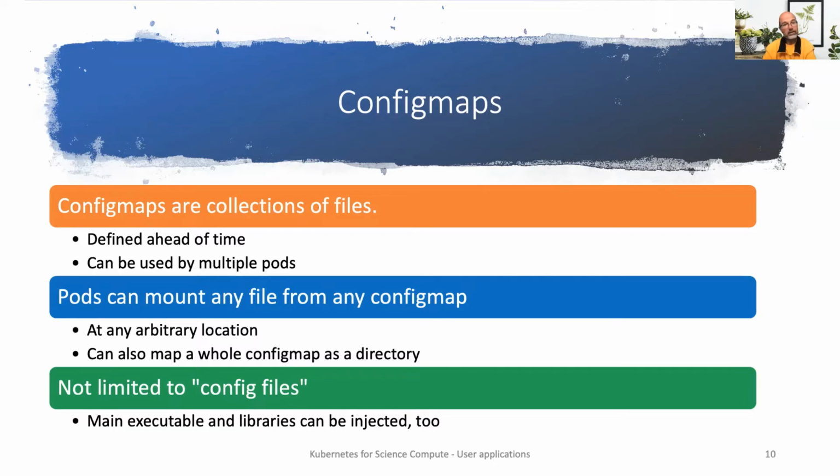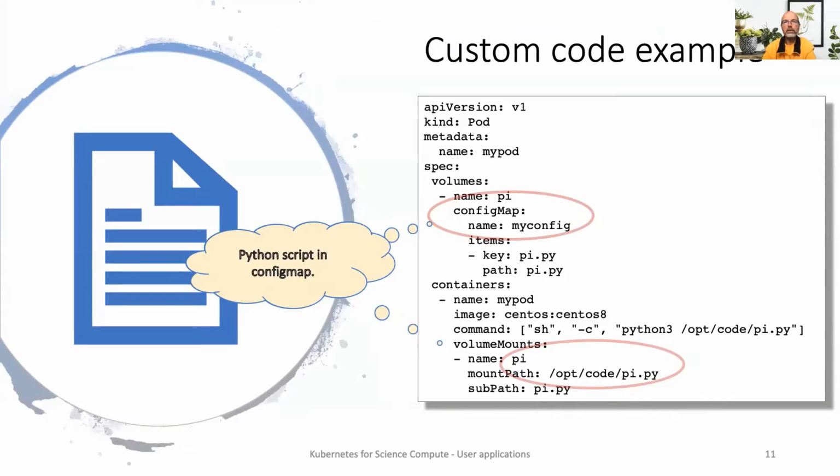And even though the name implies that it's just for configuration files, you can put anything you want in there. You can put executables, libraries, whatever you want, and they would be mounted inside your pod. Now here I have a quick example of how you do that. You first define which config file to use, what files to get, and then you mount it wherever you want. You will have a chance to do that in the hands-on session, so I'll just briefly go over it.